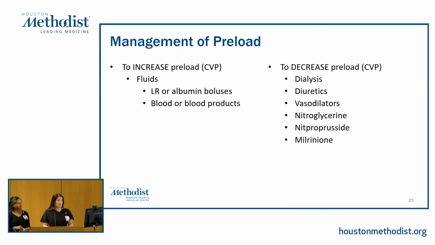So our management of preload, if we want to increase preload, seems pretty simple. We're going to give fluid, right? Whether it's lactated ringers, albumin, or blood products. If we want to decrease, our list starts most invasive, we can dialyze. Otherwise, we can try diuretics, or we can give vasodilators, nitroglycerin, nitroprusside, or milrinone.